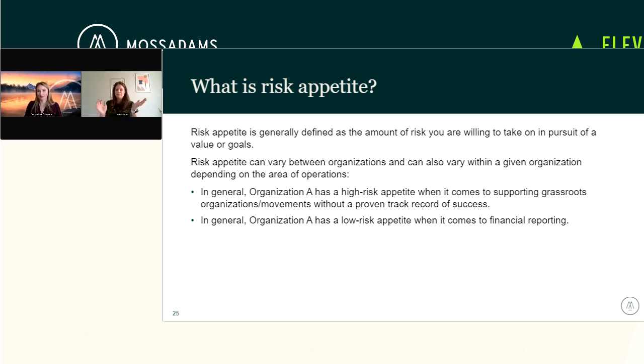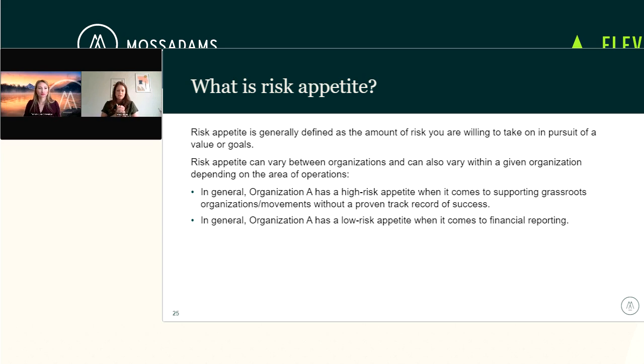So what is risk appetite? It's generally defined as the amount of risk you are willing to take on in pursuit of a value or your organizational goals. Understanding risk appetite can be really helpful in helping your leadership team, your staff and your board make really smart decisions about what risks are worth taking on and which should be avoided. It provides a clear approach to managing uncertainty. It can help you build trust with your stakeholders, and it really can help you move in the right direction.